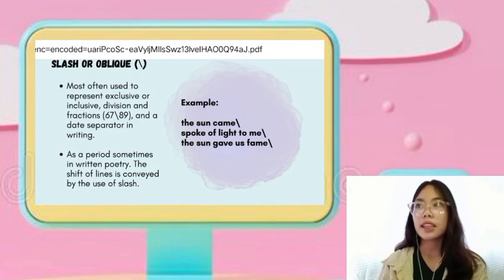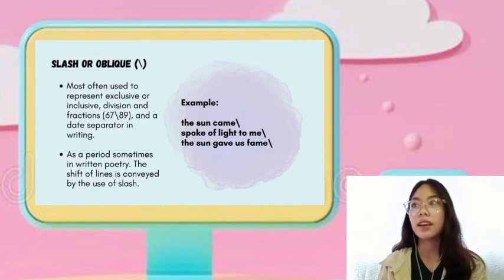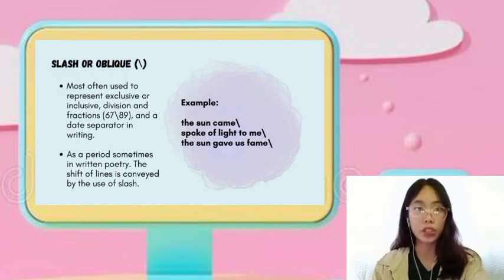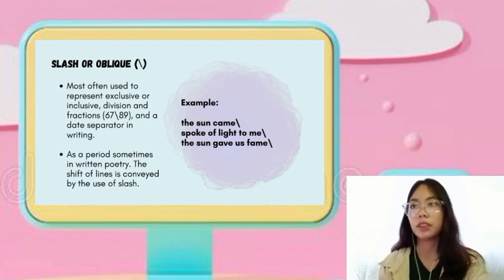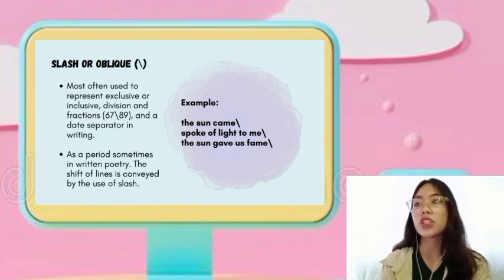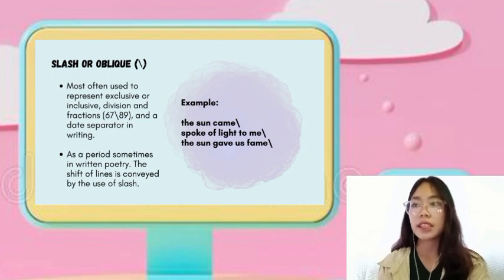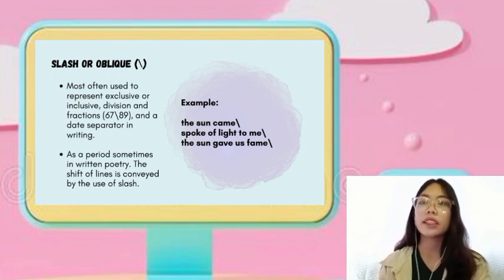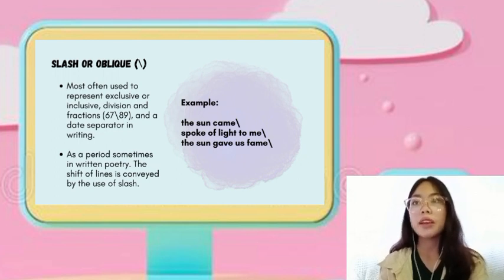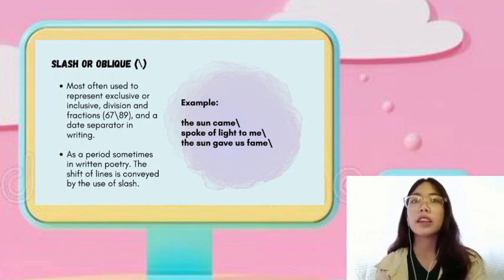Okay. Next is slash or oblique, most often used to represent exclusive or inclusive, division, and fractions in Math 10, and as a date separator in writing. We also use slash as a period sometimes in written poetry. The shift of lines is conveyed by the use of slash. For example, the sun came, spoke of light to me / the sun gave us fame. So in this example, the slash or oblique serves as the comma or the period in written poetry.